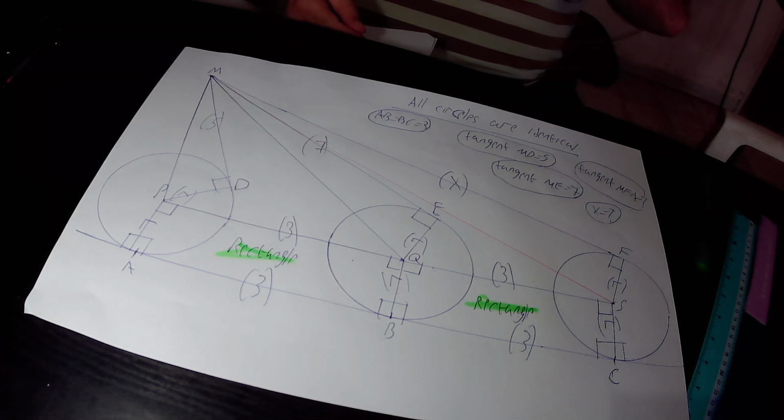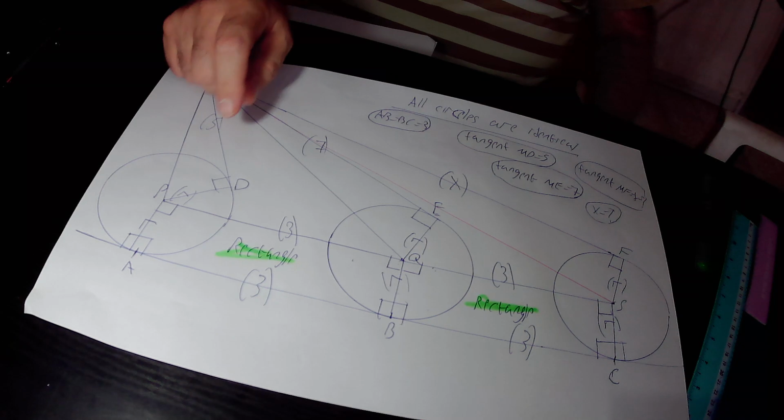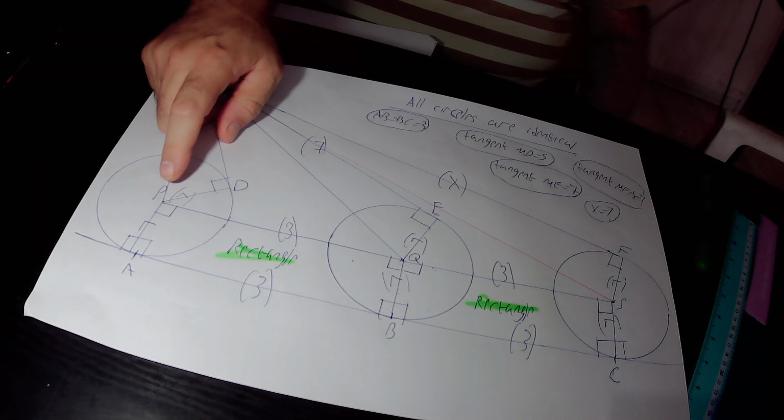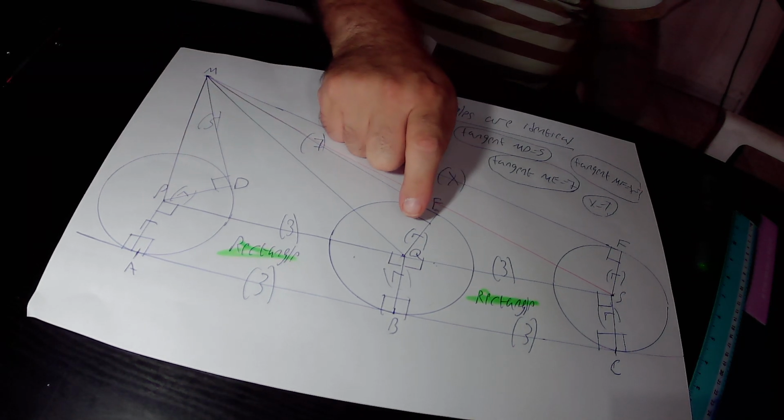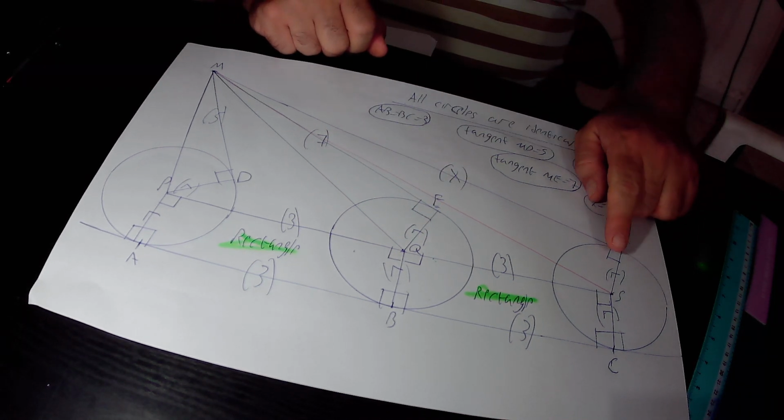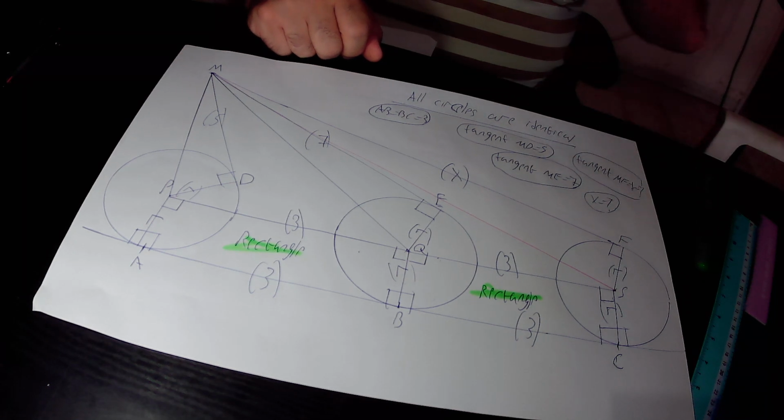So first of all, we define the center of this circle here. This point is point P. We define the center of this middle circle. This point is point Q. And finally, we define the center of this circle. This point is point S.